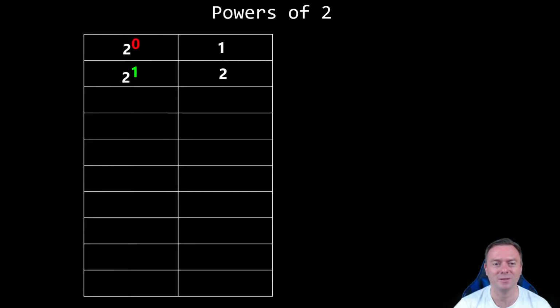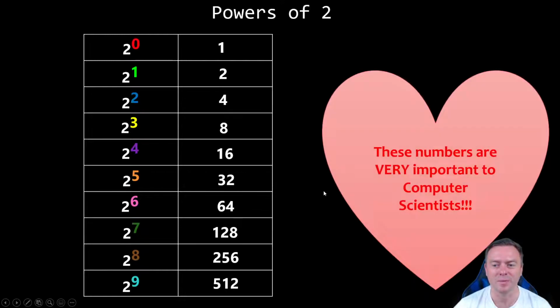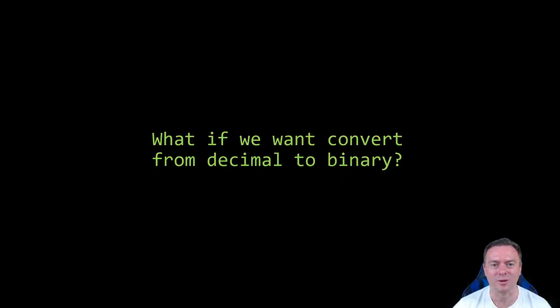So you've got 2 to the power of 0 is 1, 2 to the power of 1 is 2, then we have a 4, then an 8, 16, 32, 64, 128, 256, and 512. So again, when we talk about graphics cards or RAM, they use these powers of 2 because that's what computers are built on. They are sacred for computer scientists, these powers of 2. So it's really important that you pick up and learn how they work.